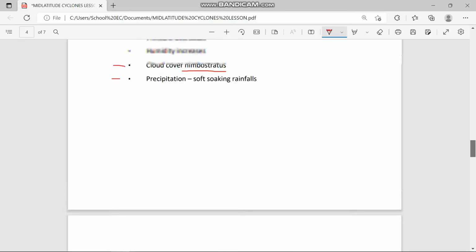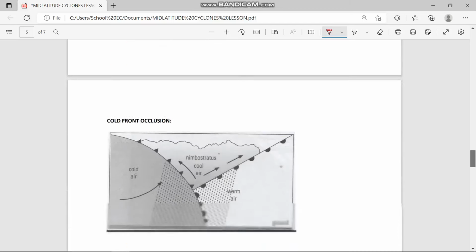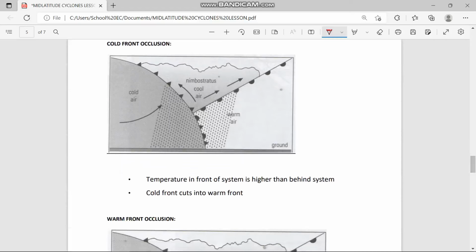Okay, let's go down to cold front occlusion. So what is cold front occlusion? The cold front occlusion is whereby the cold front overtakes the warm front, meaning that there will be dominant cold air on the ground and so on. The fronts before, normally in the mature stage of the mid-latitude cyclones, were like this.